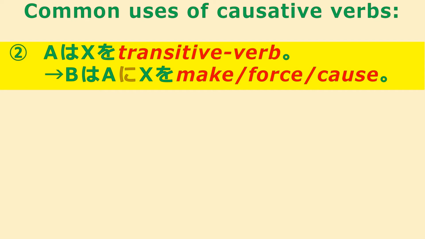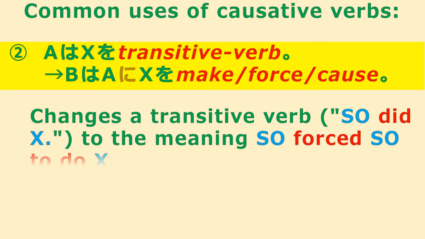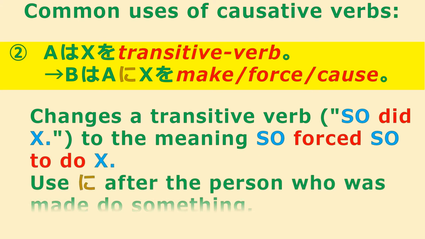Another common use of causative verbs is to change a transitive verb, like someone did X, to the meaning someone forced someone to do X. In this case, use the particle ni after the person who was made to do something.